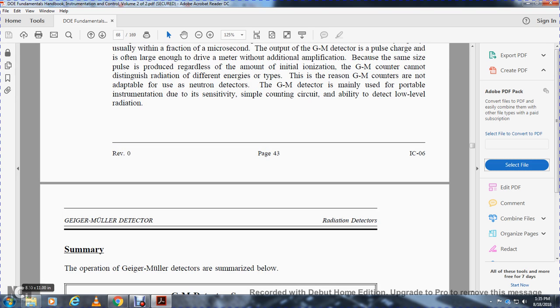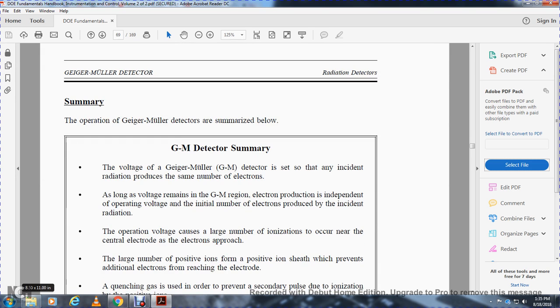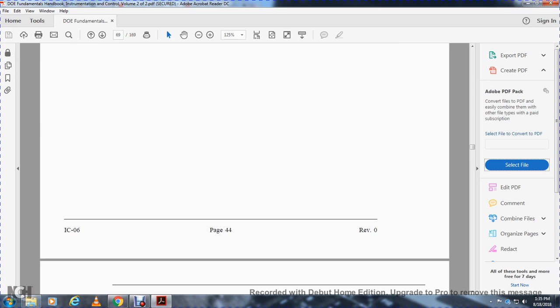Alright, summary. The operation of the Geiger-Muller detector is summarized below. The voltage of the Geiger-Muller detector is set so that radiation produces the same number of electrons. As long as the voltage remains in the Geiger-Muller region, the electron production is independent of the operating voltage and the initial number of electrons produced by the incident radiation. The operating voltage can cause a large number of ionizations to occur near the central electrode, and a large number of positive ions form the positive ion sheath, which prevents additional electrons from reaching the electrode. The quenching gas is used in order to prevent secondary pulses due to ionization by positive ions.